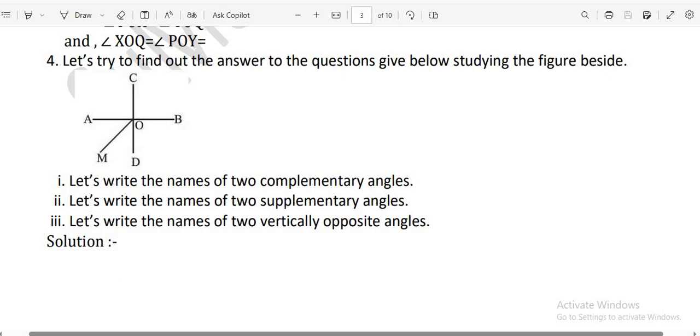Next math solution, question number 4. Let's try to find out the answer to the questions given below. Studying the figure beside, Roman numeral 1: let's write the names of two complementary angles. 2: let's write the names of two supplementary angles. And 3: let's write the names of two vertically opposite angles.